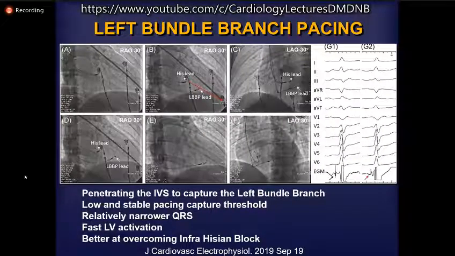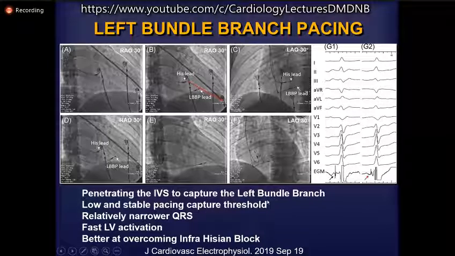So to summarize left bundle branch pacing, you're going to penetrate the interventricular septum and be just subendocardial in the LV to penetrate to capture the left bundle branch. The potential advantages as compared to His bundle pacing are that you are within myocardium, therefore you will have relatively low and very stable pacing capture threshold. And of course, you are going to achieve a narrower QRS just like with His bundle pacing.